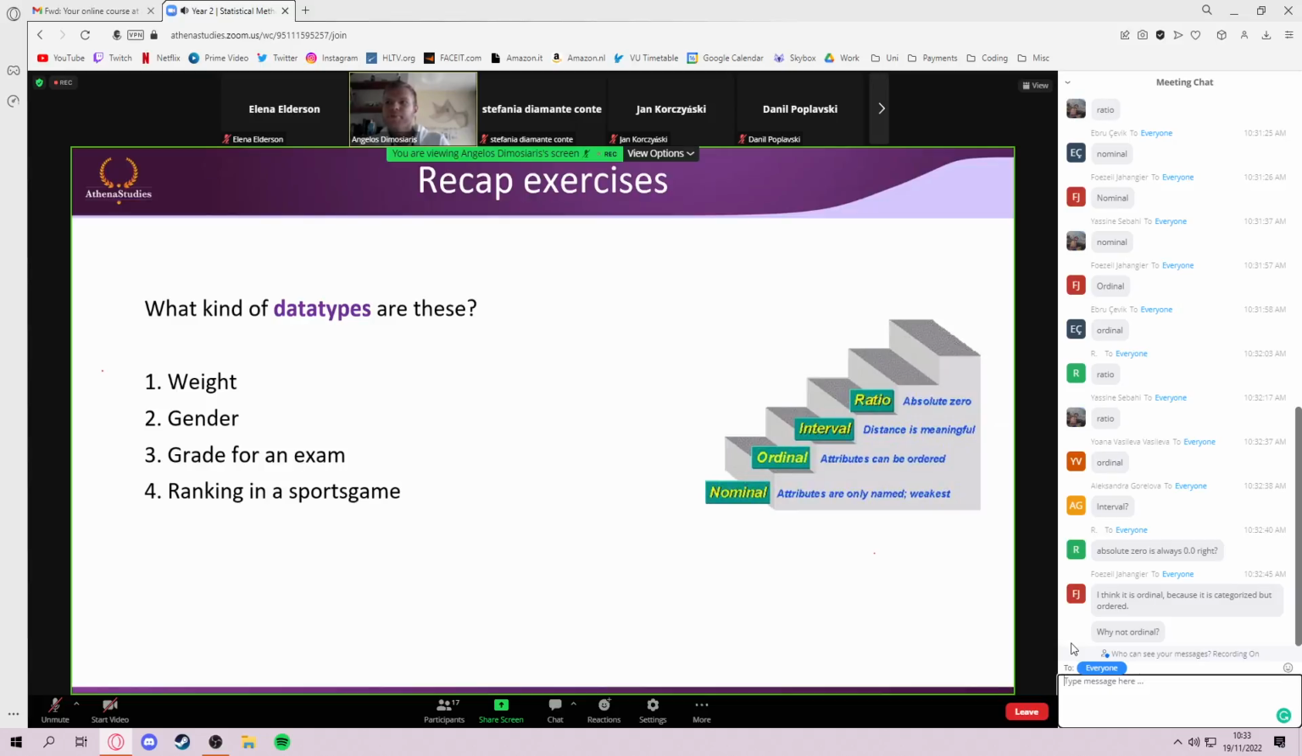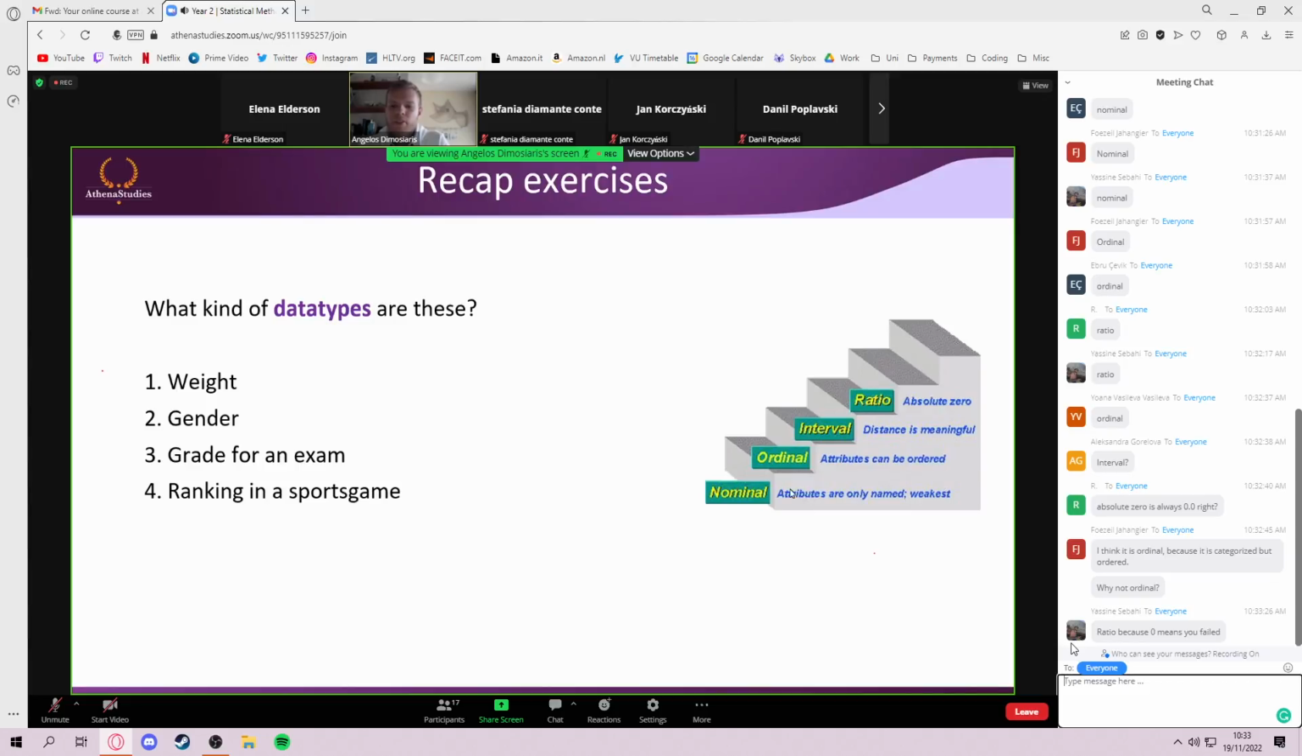Ratio because 0 means you failed. Yeah, I mean, you can also fail with 1 or 2, for example, based on the criteria of the exam, based on the rules of the exam. But how can you distinguish between these things?